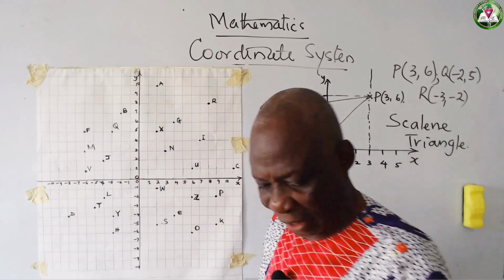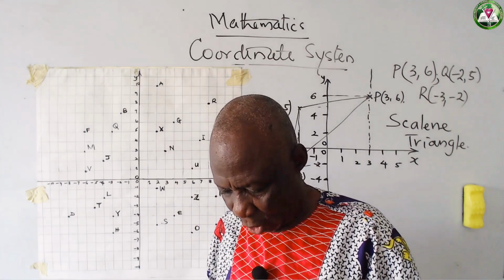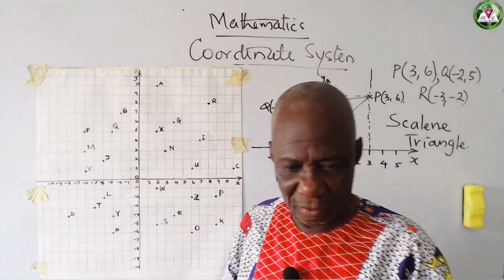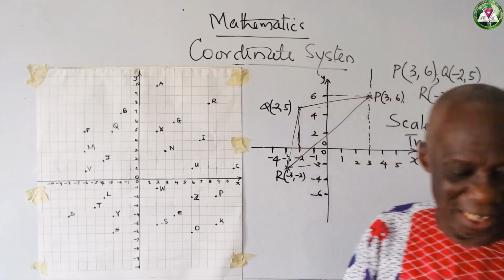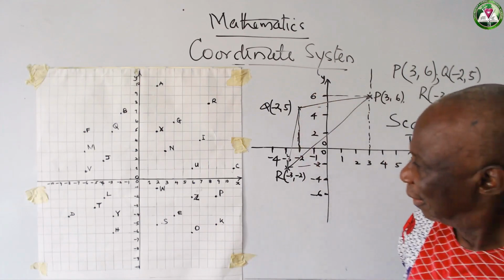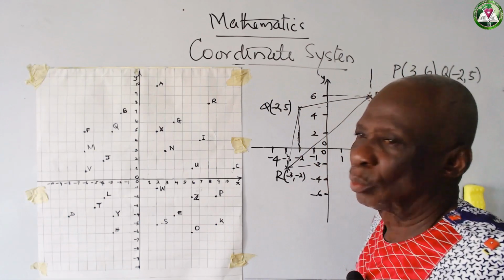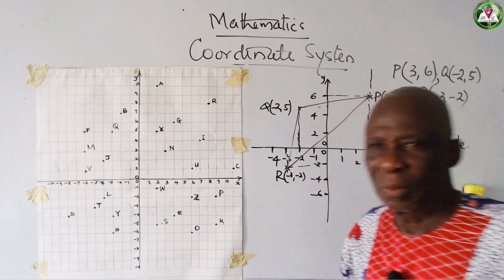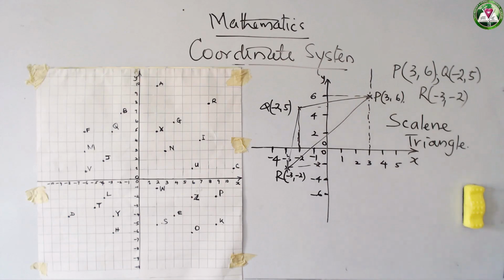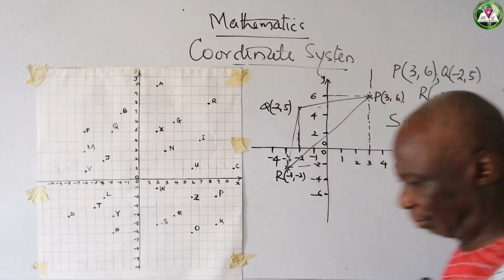We have 26 points on the board. From the diagram we have there, we have A, B, C, D, down to Z. So, we pick a point, we tell ourselves what the point is. That's what we have there on the board. Now, we shall be drilling with this.